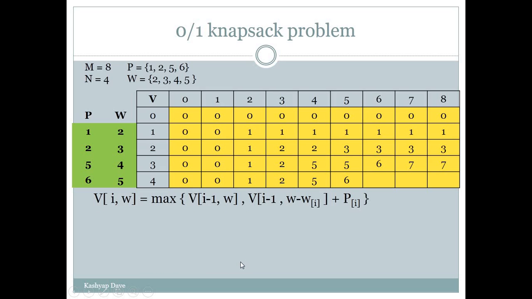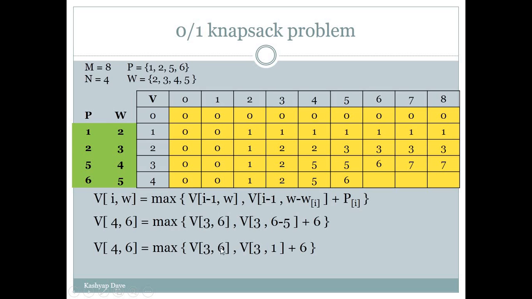Now let's calculate for position 4 6. Our equation will become 6 minus 5 here, so that will become 3 and 1. Here the maximum of 3 and 6, at the place 3 and 6 our value is 6, and the value at 3 1 means this place 3 1 is 0. So the maximum of 6 and 6 is 6 only, so we will write 6 here.